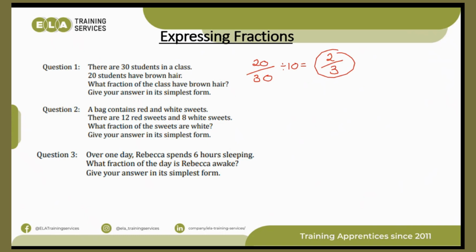Okay, question 2. Sometimes they require you to just really concentrate on what the question is asking. So a bag contains red and white sweets. There are 12 red and 8 white. What fraction of the sweets are white? But what we aren't given is the total. So the total would be 12 add 8, which is 20, and that is our bottom number.